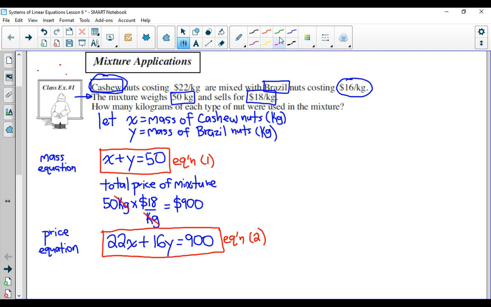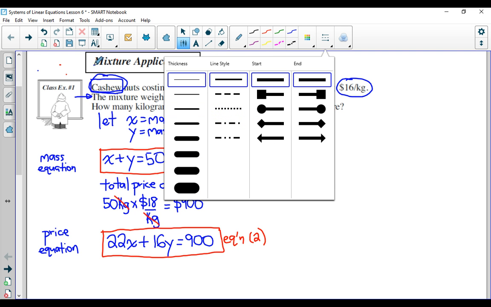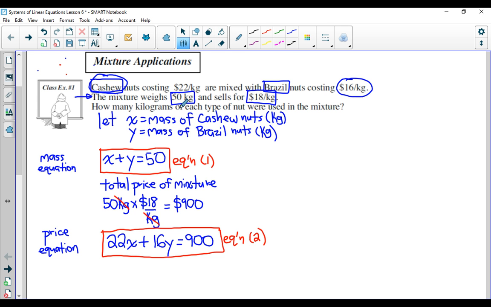Now we're ready to solve this. Okay, we have our 2 equations, and again, I'll stick to the elimination method for this one, although in one of the later examples for this lesson number 6, I'll actually end up using substitution. Okay, but let's stack the equations. So we got x plus y is equal to 50, and then I would have 22x plus 16y is equal to 900.